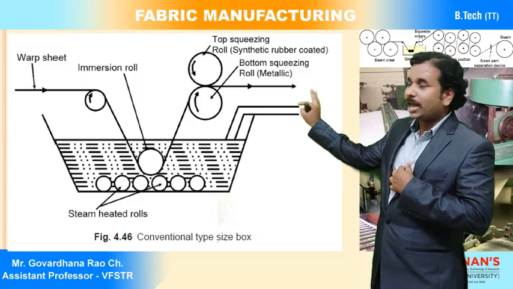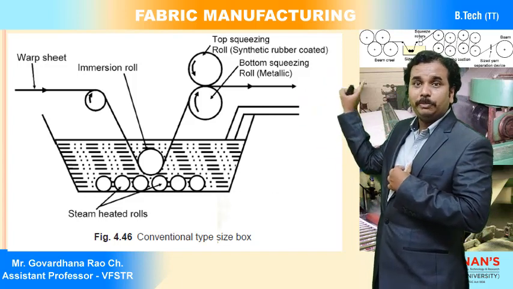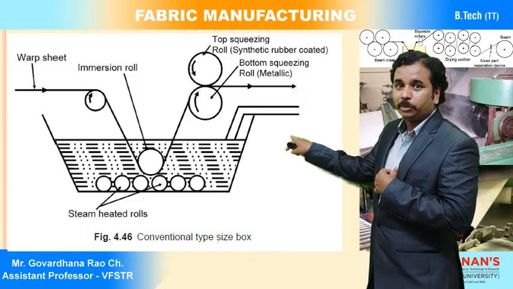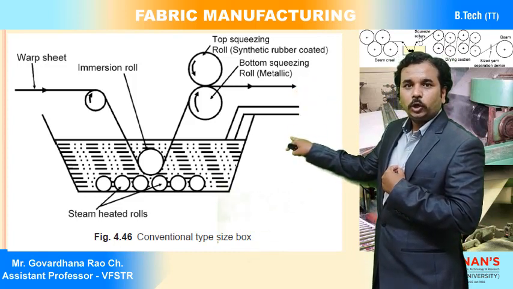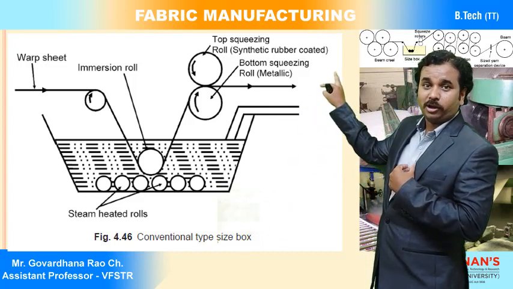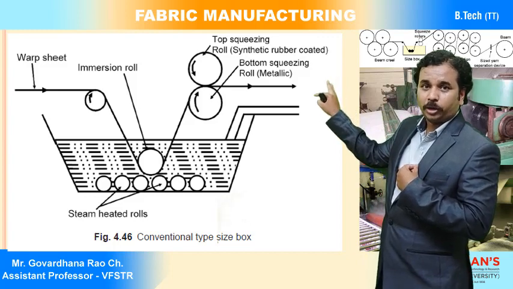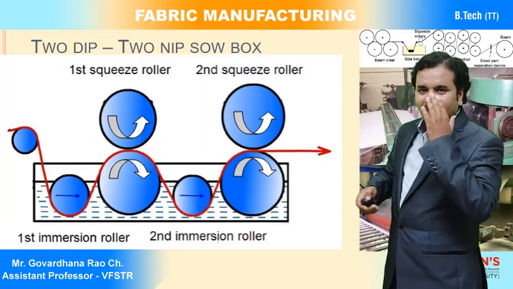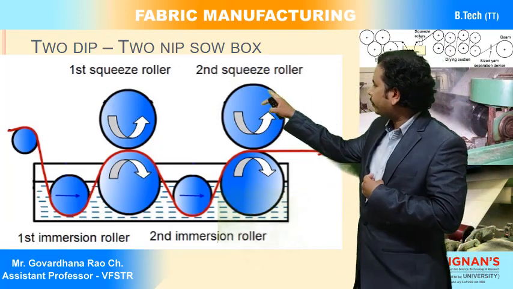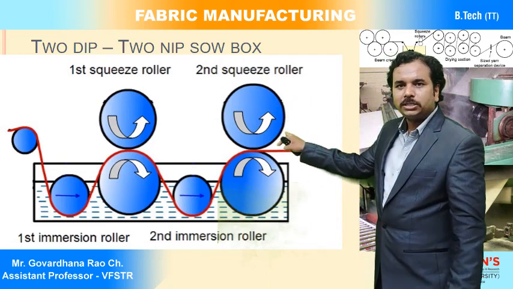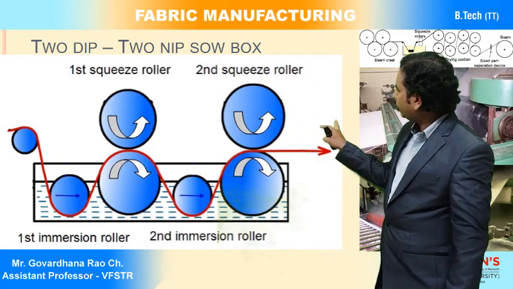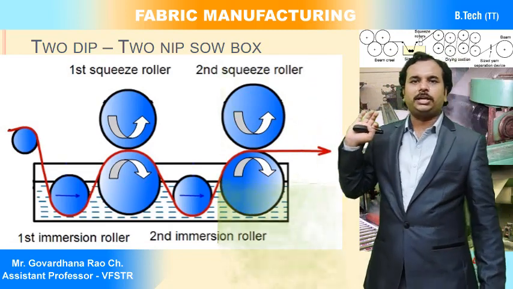You can say this diagram is the one dip, one nip method. One dip, nothing but one time we are dipping the warp sheet into the size paste, and one time we are squeezing out the excess amount of size paste from the warp sheet. So in the second category, that is the two dip, two nip method, the warp sheet is coming from the creel and it is immersed with the help of immersion roller 1, then squeezing roller pair 1, then immersion roller 2, squeezing roller set 2.